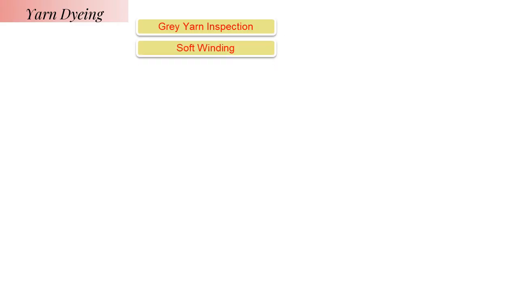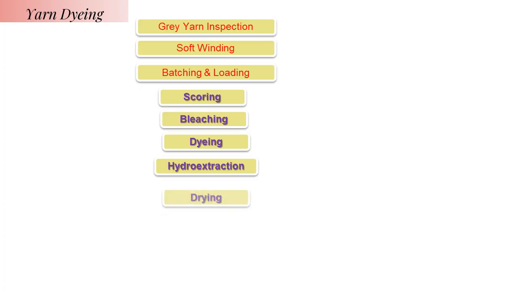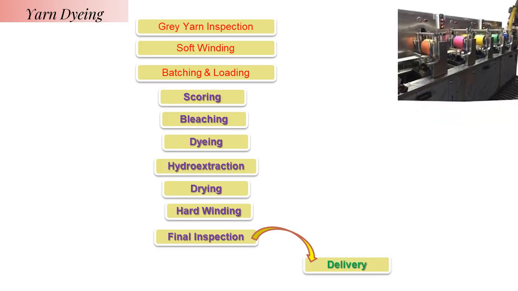Now let us see the various steps involved in yarn dyeing. In yarn dyeing, the grey yarns are inspected and then they are wound softly, batched and loaded into the machines for scouring, bleaching and then dyeing. Hydro extraction is done to remove the excess of the solvents, and then they are dried, hard wound and subjected to final inspection before the goods are delivered.